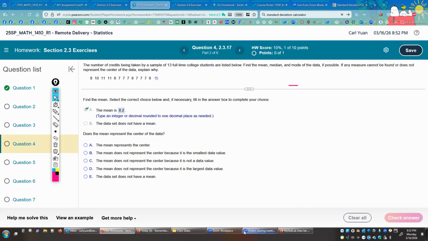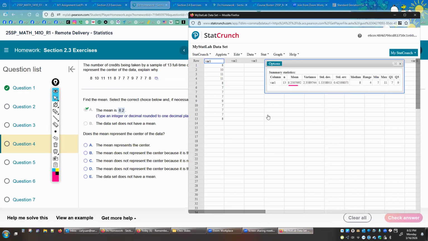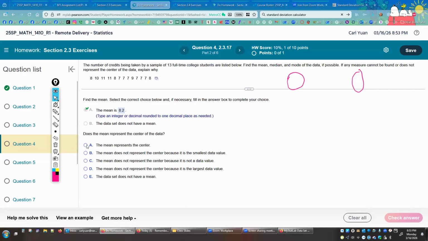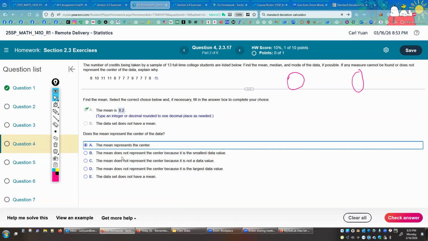Looking at this, how do we know? One way to look at this, based on being a statistician, is to compare the mean and the median. If you have well-centered symmetrical data, as you remember, the mean and the median should be about the same. That shouldn't be too far apart. This one, 8.2 versus 8, is pretty close. So I would say that it does represent the center. I don't think anything else applies. Does not represent because the smallest, no, it's not a data value. That's wrong. Does not because it's large, nope. So I think A is the best choice.